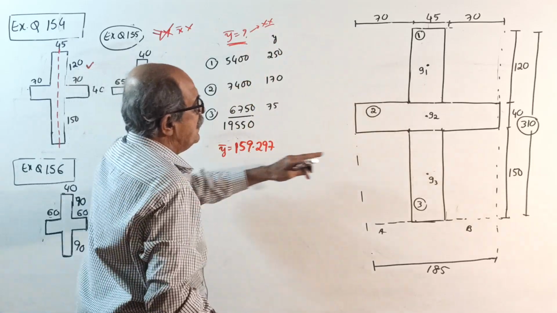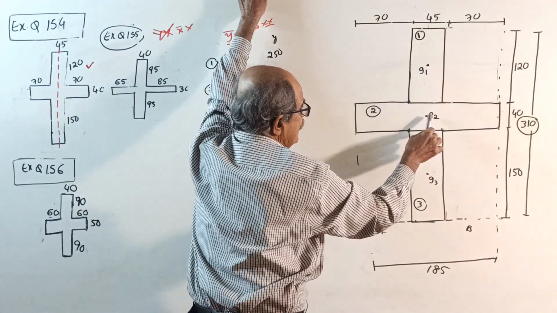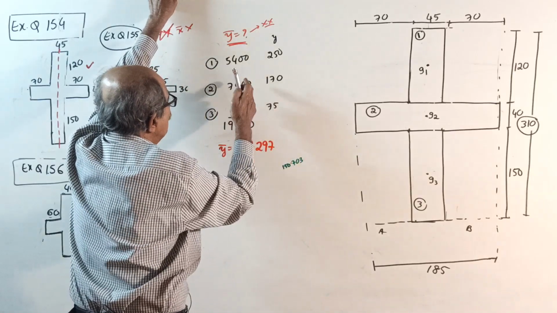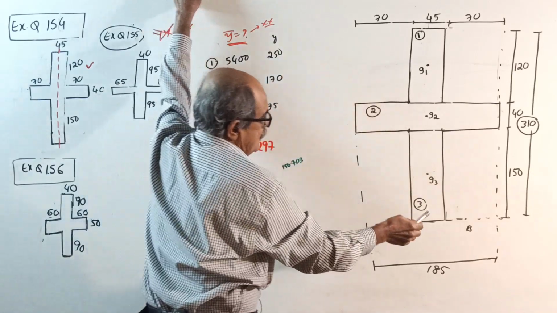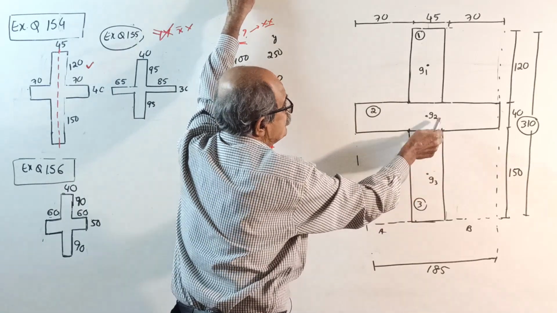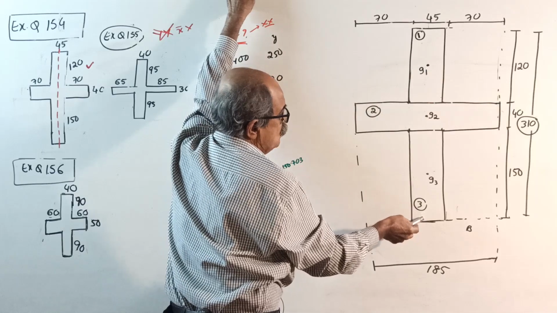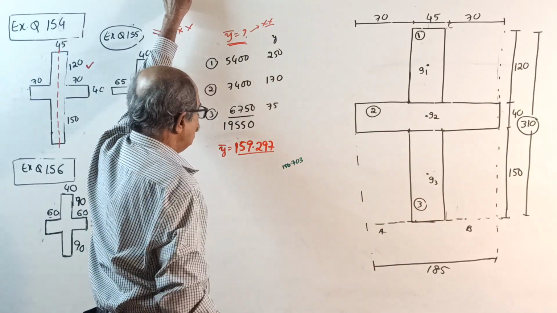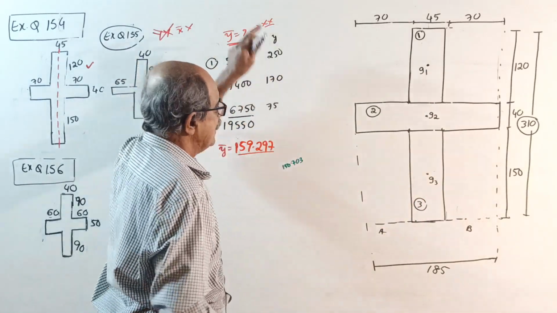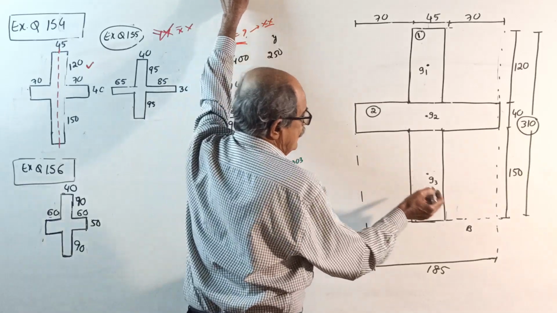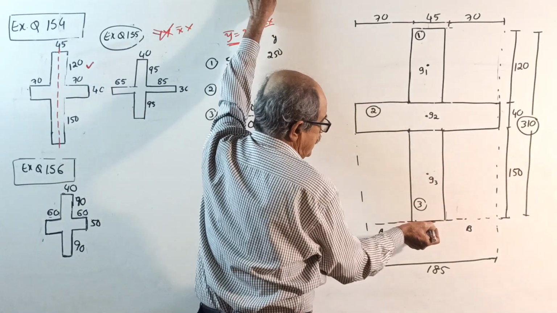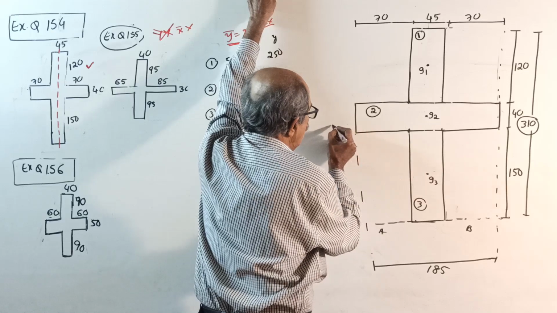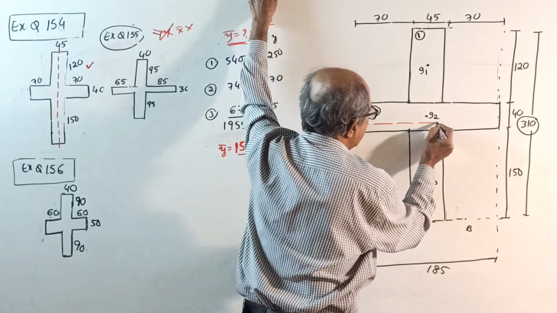So calculate. Divide into parts G1, G2, G3. I will not explain further, waste of time explaining by this time. A1, A2, A3. Y1 from the base is 150 plus 40 plus 120 by 2. Y2 is 150 plus 40 by 2. Y3 is 75. Y bar will come 159.297. Okay, mark it now. 159 means, this is 150, from here to center is 150 plus another 20 more, 170. So this is your XX axis.